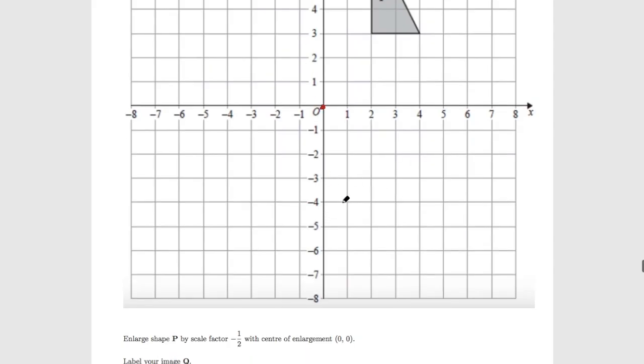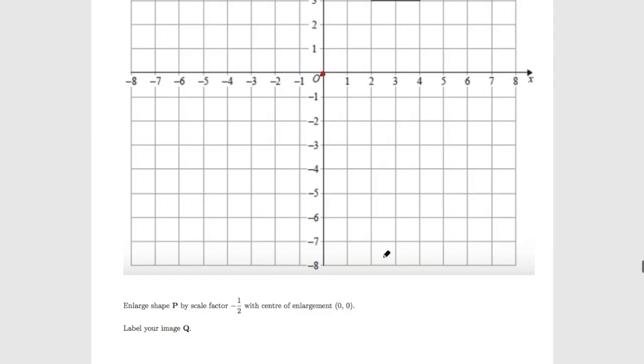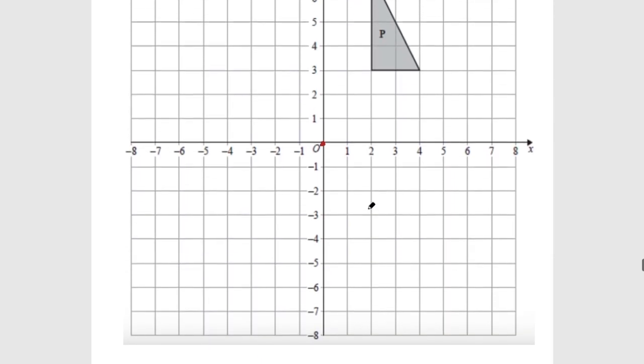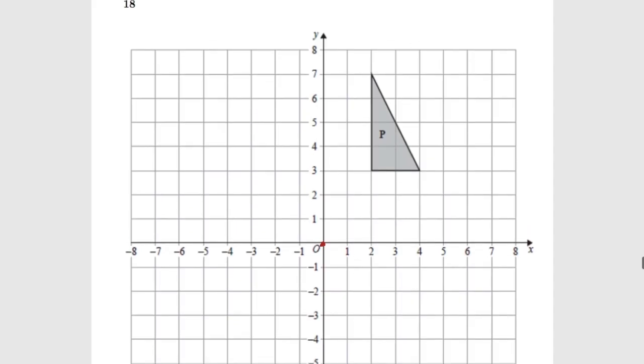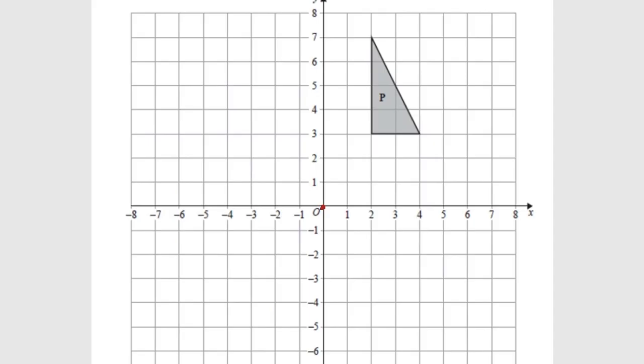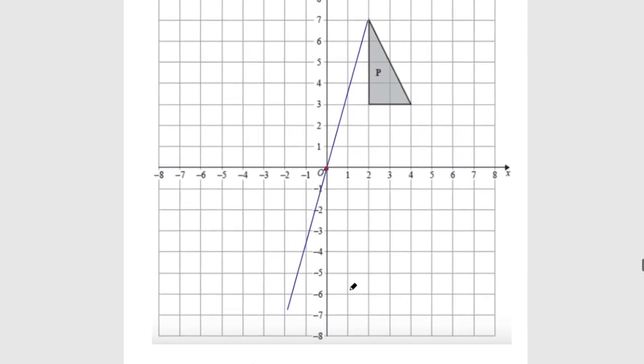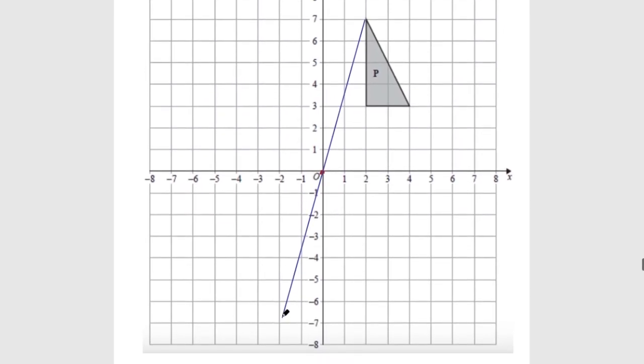This is a basic skills testing question where you need to understand how to enlarge something by a negative scale factor. So if it was just 1/2, we could reduce this shape by 1/2 with the center of enlargement, but because it's a negative enlargement, what we need to do is go through the center of enlargement to the other side. So in effect, we're kind of going through a lens in a way.